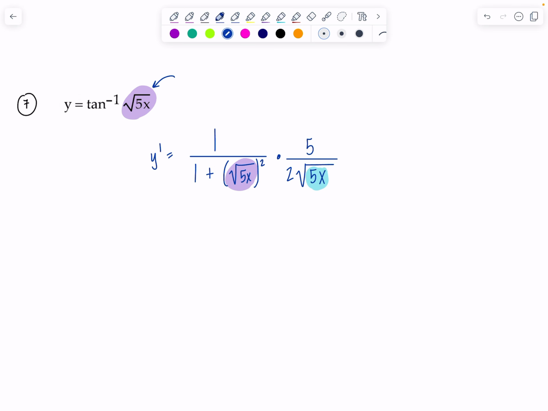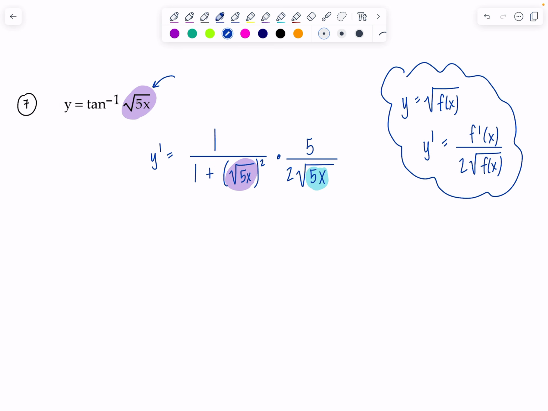So if you want a rule for it, if you have y equals the square root of f of x, y prime would be 2 times the original radical in the denominator, and then f prime of x in the top. That's the shortcut rule. Okay? Okay, we can clean up a bit more.